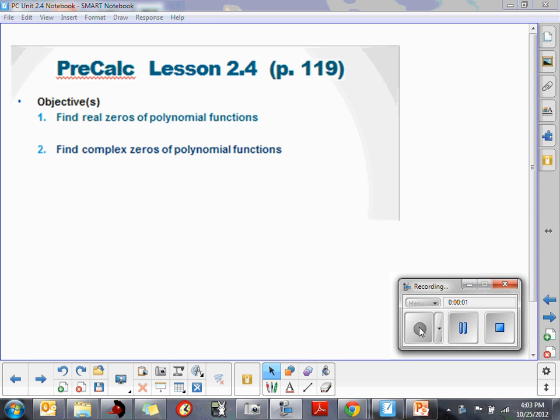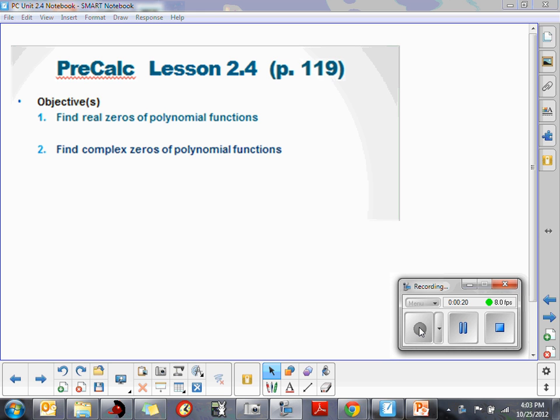The next lesson in section 2.4 has us finding more zeros of polynomial functions. This time we're going to find both real zeros and complex zeros of polynomial functions. So the search is on for where the polynomials are going to cross the x-axis, the x-intercepts, which are also called the zeros of the function or the solutions.